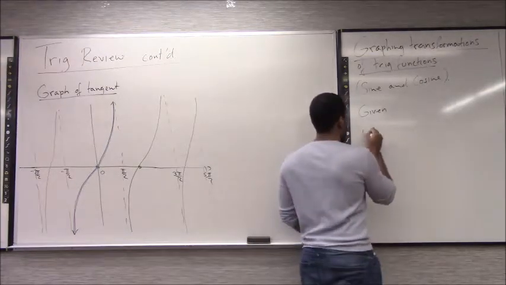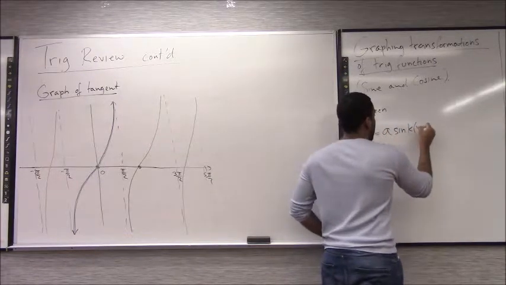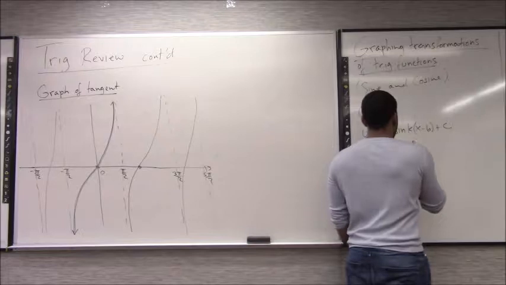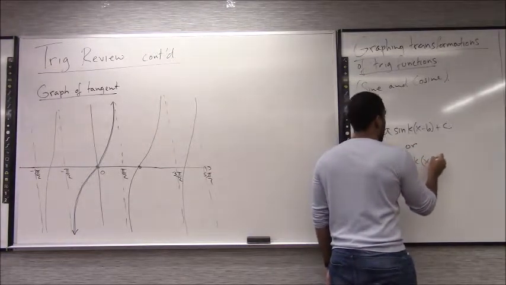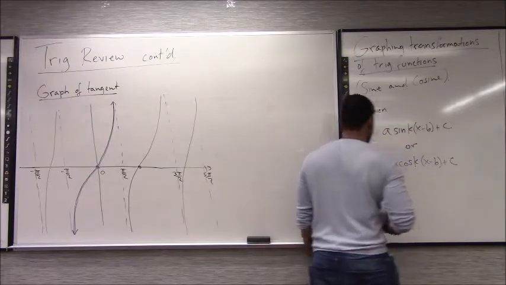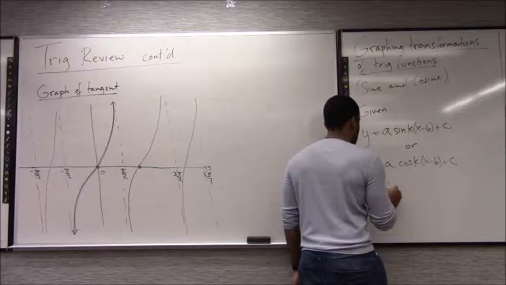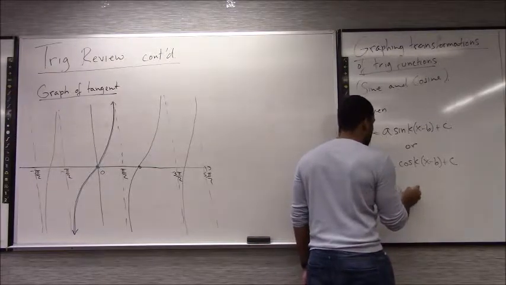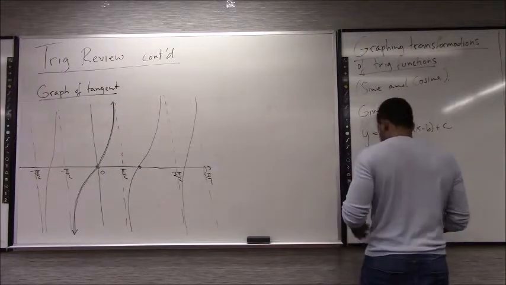So we can be given two different functions, a sine of k of x minus b plus c, or a cosine of k of x minus b plus c. The following hold. And this is just really applying the laws of transformations on these trig functions.